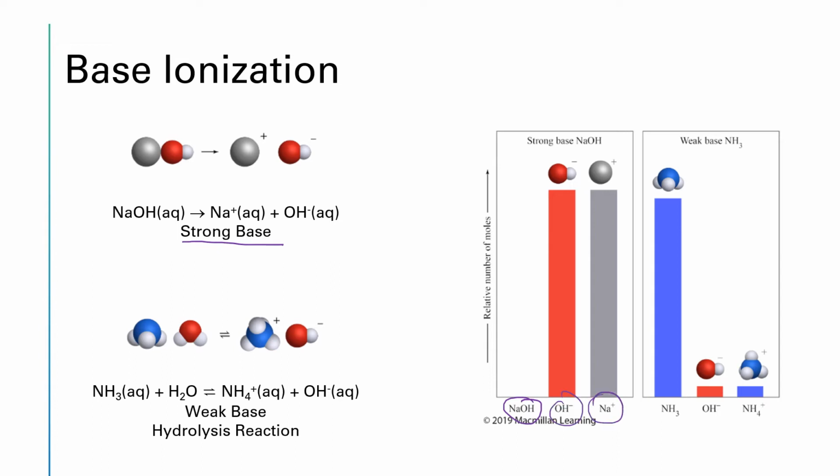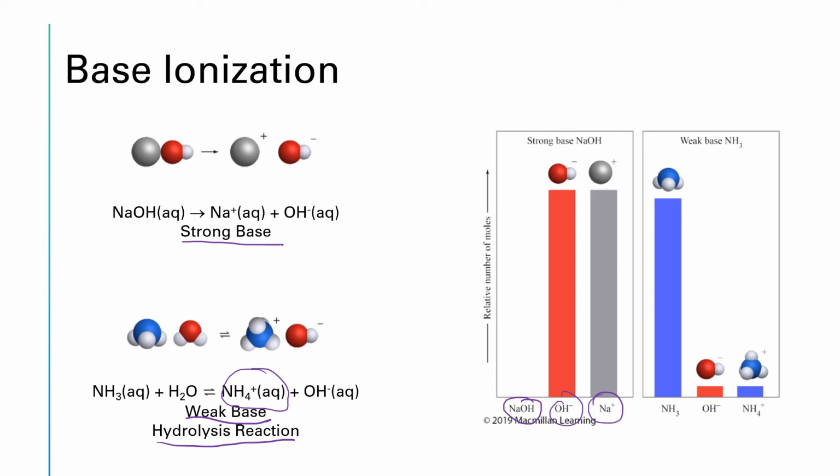Now for the weak base, we're going to have something called a hydrolysis reaction. Hydro refers to water and lysis refers to breaking. So this is a reaction that breaks water. The ammonia molecule interacts with the water molecule and steals a proton from it, liberating a hydroxide ion. And once that ammonia has stolen that proton, we're going to have an ammonium ion, NH4+.